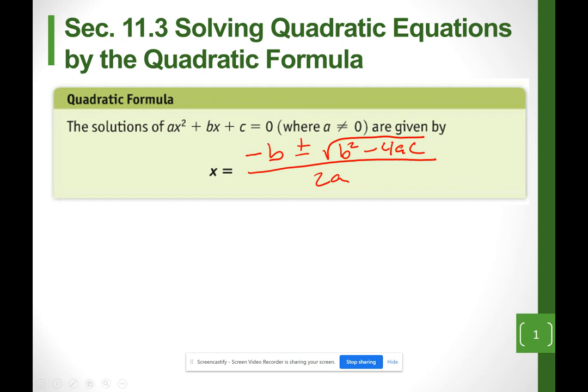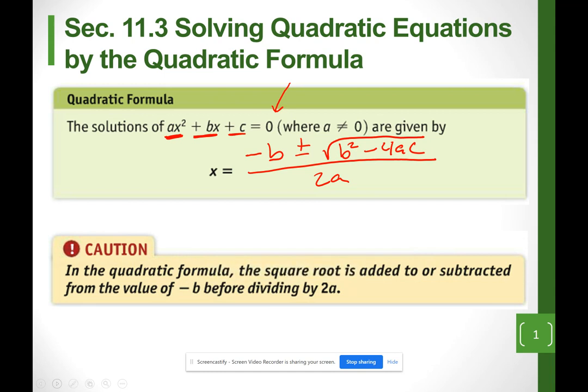Now, the A, B, and C, the letters that I'm using: the A is the number in front of the x squared. The B is the number in front of the x, with the sign included, obviously. And C is the constant. Make sure the right side is equal to 0. Now, the book is going to remind us that in the quadratic formula, the square root is added to or subtracted from the value of negative b before dividing by 2a. So what it says is make sure you work the top before you divide by 2a.